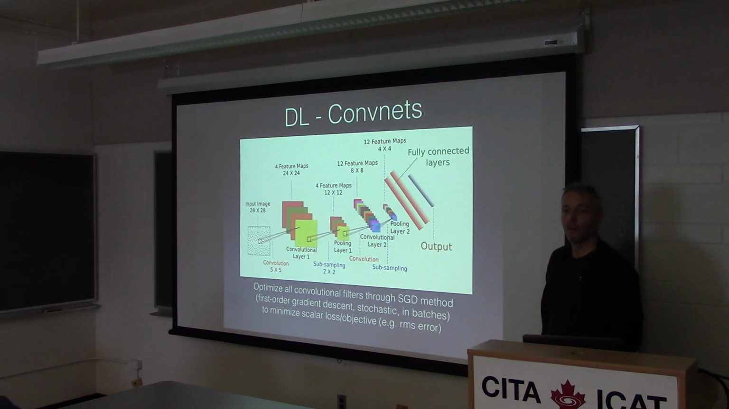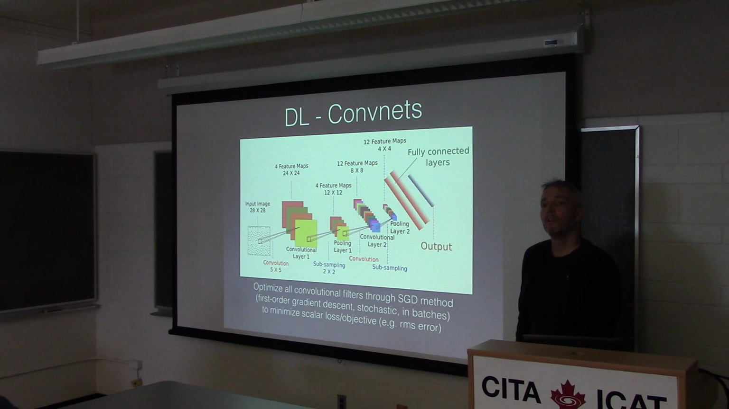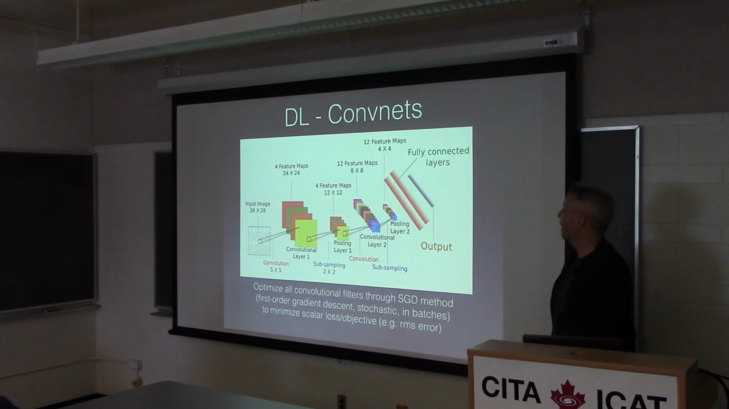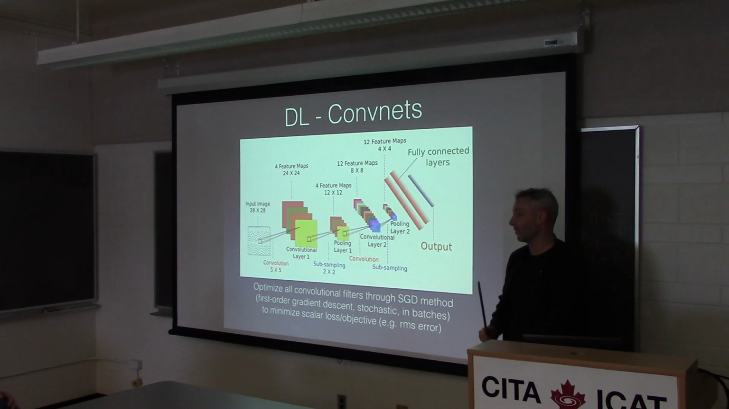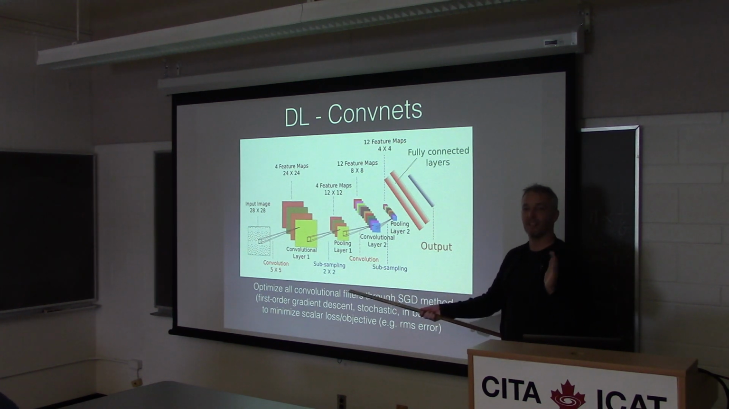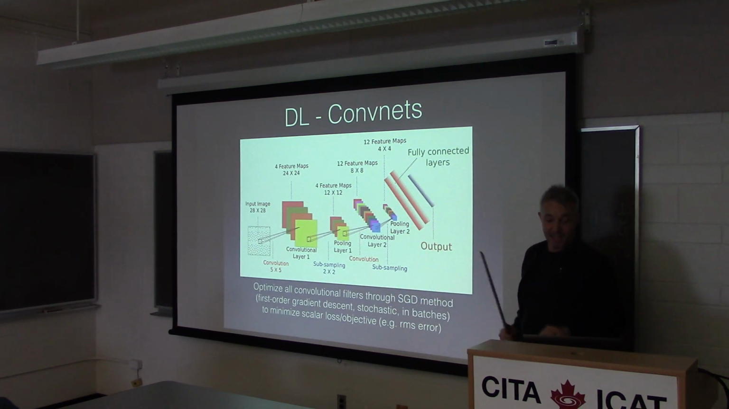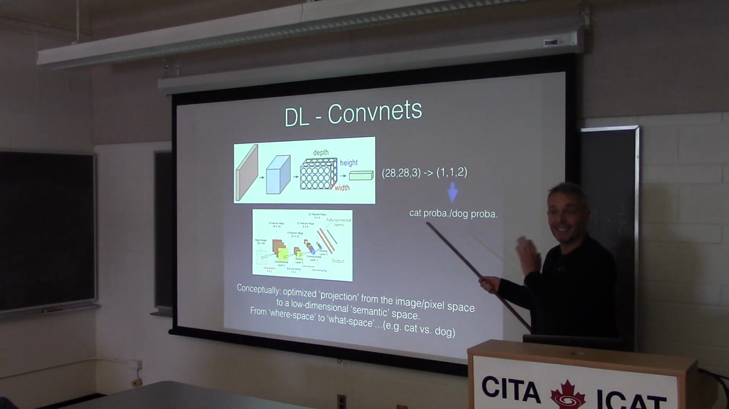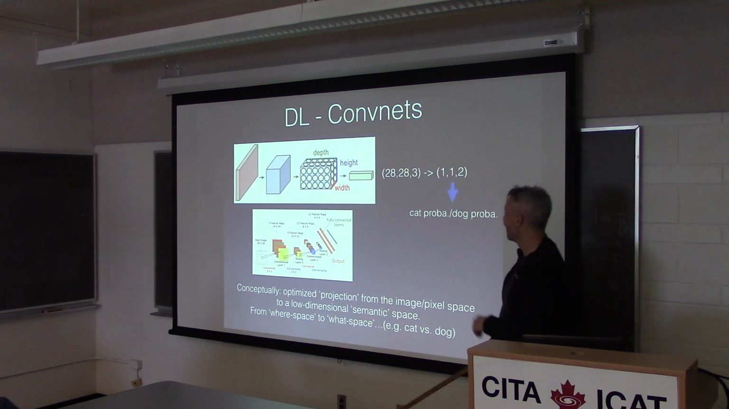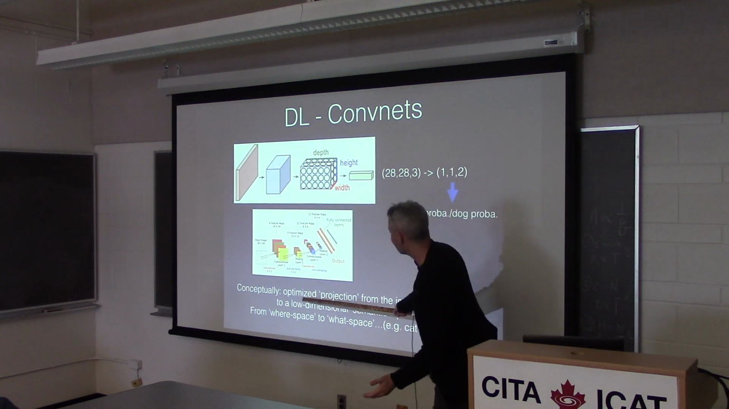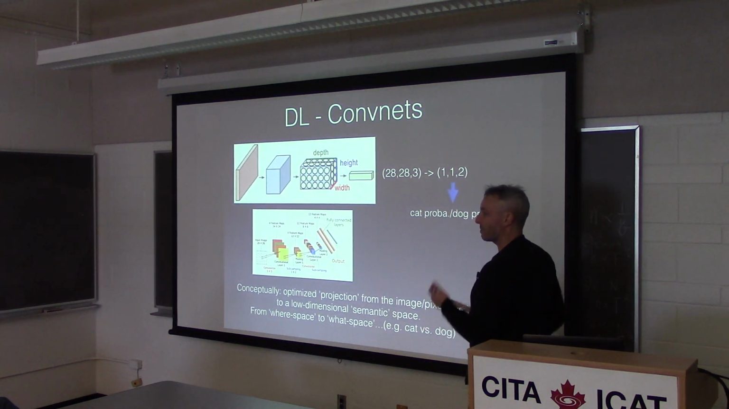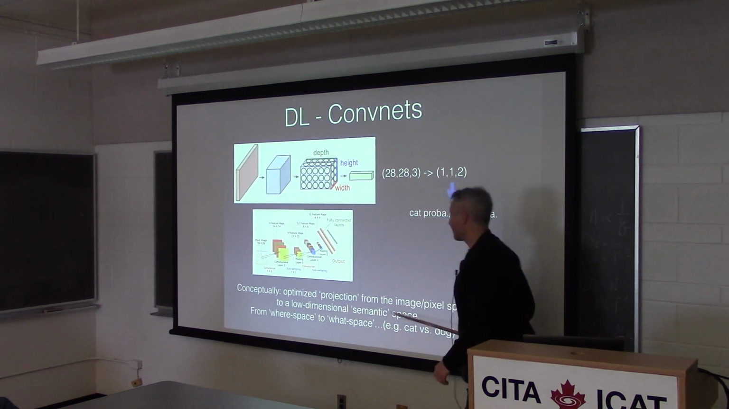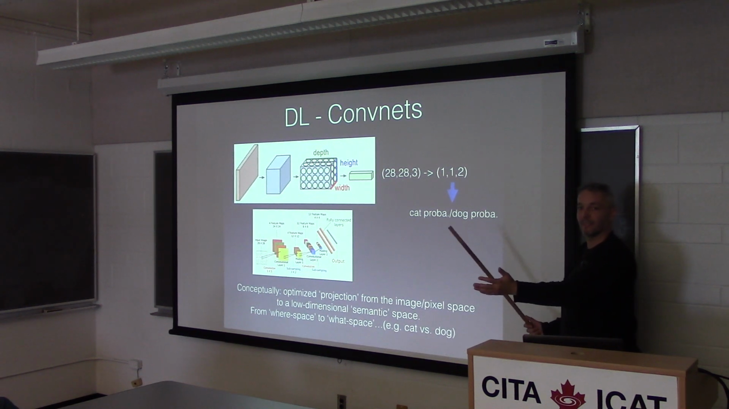You're not putting in any information with subsampling. Sorry? You're not losing any information. You are, but that's okay. If you think about it, you do want to get to a low-dimensional space, which is this cat or dog, right? So you have to reduce the dimension, and it works that way. A computer scientist might be outraged by my way of describing this, but that's the way I understand it, and it makes some sense. Conceptually, you can think of it as an optimized projection from the high-dimensional image pixel space to the low-dimensional semantic space, which is where you interpret things.